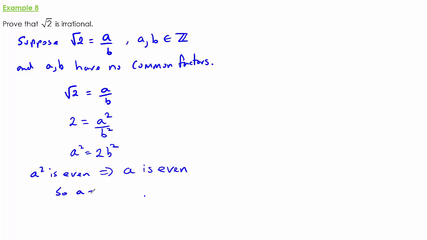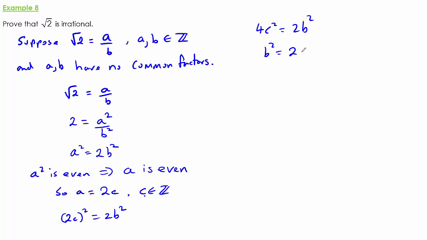So we can say that a is equal to 2c for some integer c. That means here we can write 2c all squared is equal to 2b squared. So that gives me 4c squared equals 2b squared. And therefore b squared is equal to 2c squared. So b squared is even, which means that b is even.